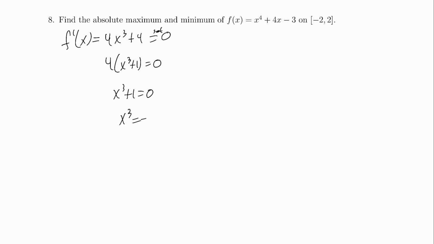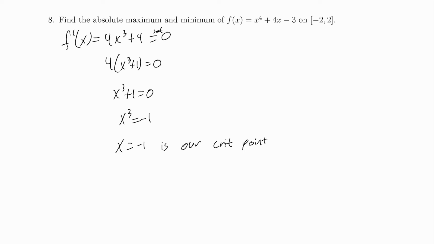Tells us that x cubed equals negative 1. And we can take the cube root of both sides, because we can totally take the cube root because it's an odd root. We can take the third root of a negative number. This tells us that x equals negative 1, because minus 1 cubed is minus 1. So that's our critical point.